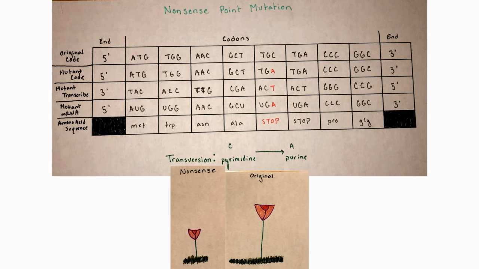Since the amino acid sequence is cut short, the flower stem for a nonsense flower is shorter when compared to the original unmutated flower stem.